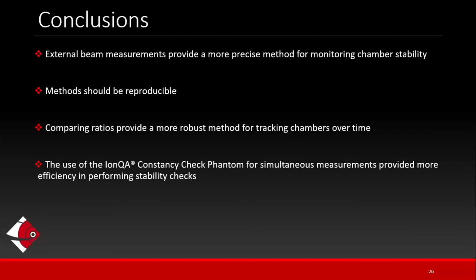Overall, the use of the constancy check phantom for simultaneous measurements provided a much more efficient method for performing stability checks, as the measurement of the three chambers at one time took a total of 15 minutes with setup and tear down time when compared to 38 minutes for the strontium-90 methods.